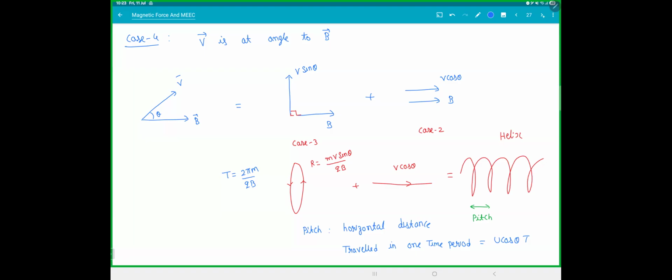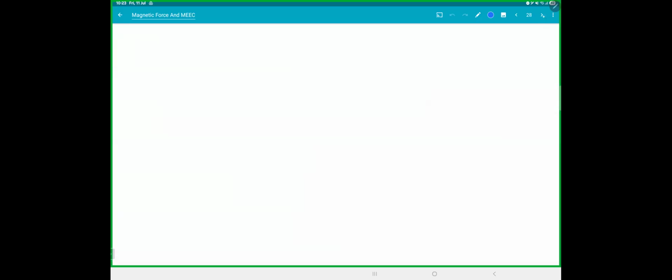So this is case 4, a helix. Clear with this? There, you combined case 2 plus case 3, you created a helix. So technically it is not new. Next one. So let's see a question on this.